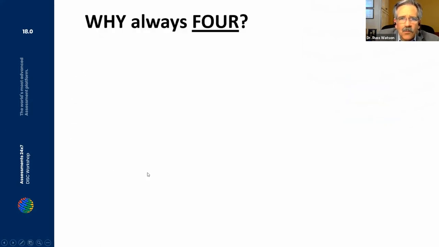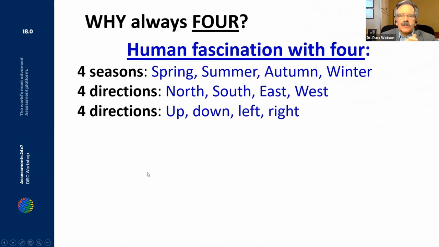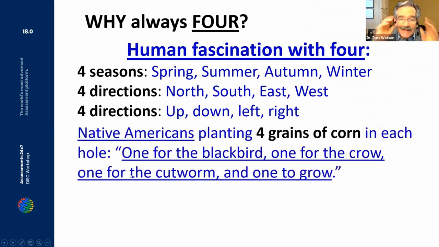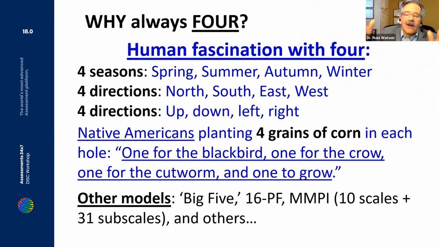And the question is, why always four? My observation is there's always a human fascination with four. We have four seasons, four directions twice. And in fact, the First Nation people, Native Americans, planting grains of corn, would stick four grains of corn in each hole and recite this poem. One for the blackbird, one for the crow, one for the cutworm, and one to grow. Amazing. There are, of course, other models that blow the four box away. Big Five and 16 PF and many others.